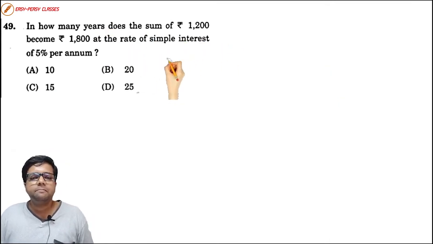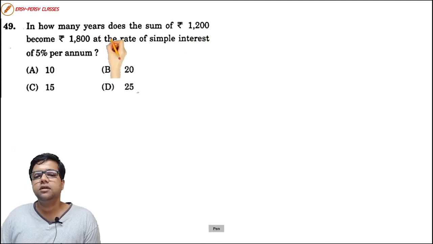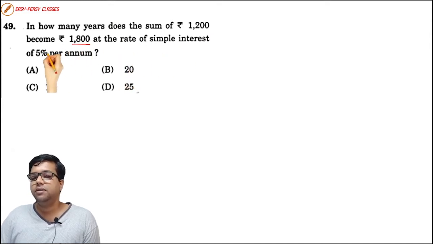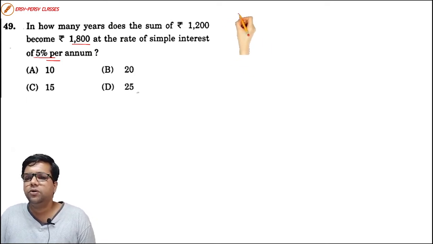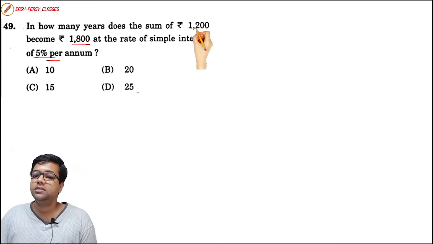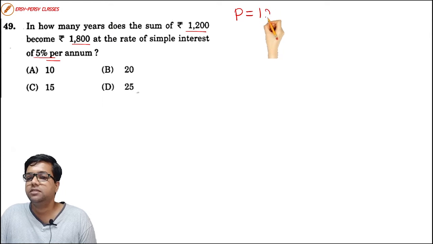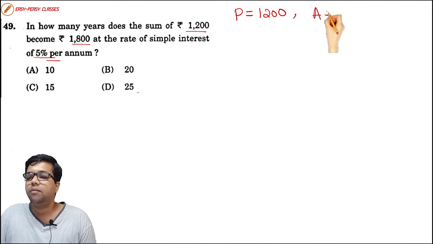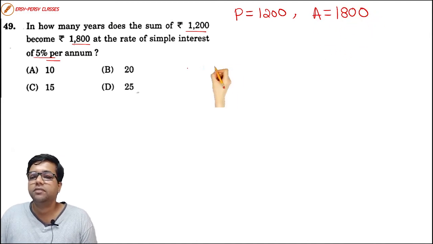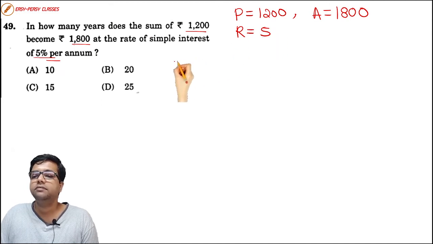Question number 49 says, in how many years does the sum of 1200 rupees become 1800 rupees at the rate of simple interest 5% per annum? This is a simple interest topic question. So you know what is simple interest. Actually, what is given over here? A sum of 1200 rupees, that is principal. Principal is given 1200 rupees. And what is the amount? Amount is given 1800 rupees. And what is the rate of interest? Rate of interest is given to be 5%.